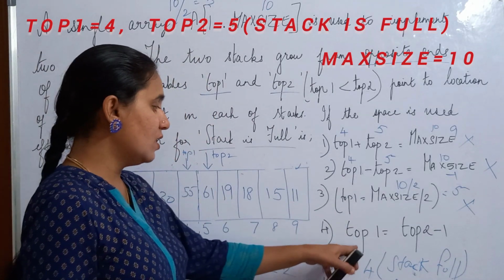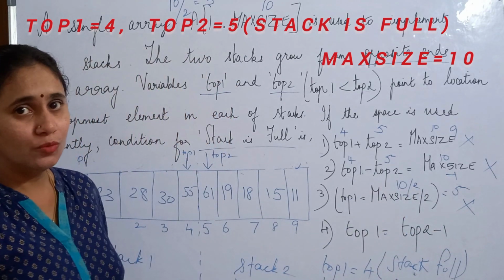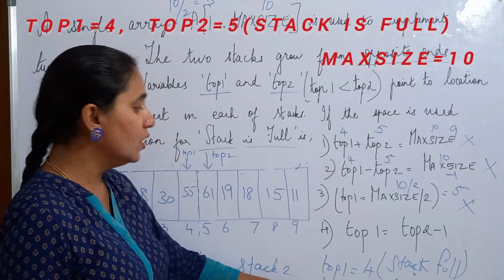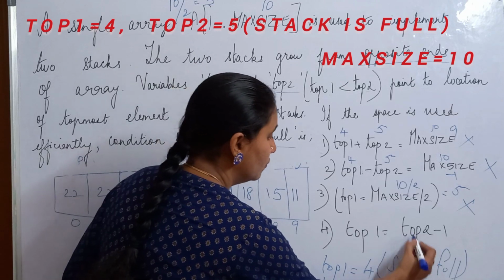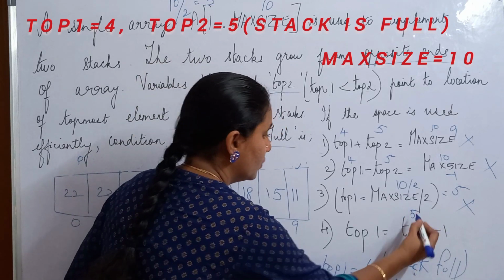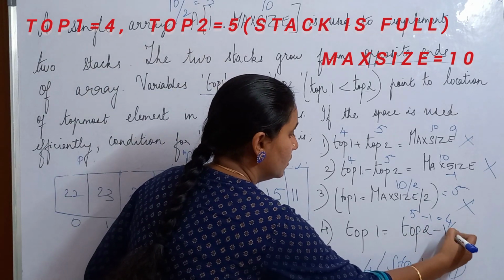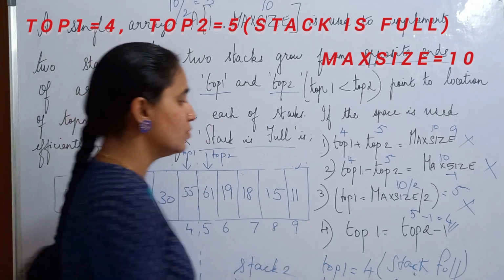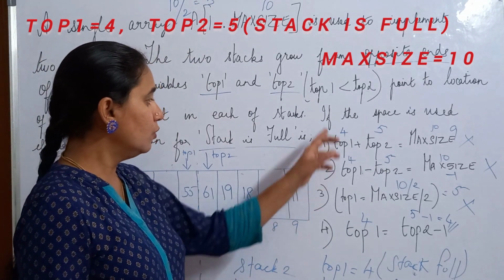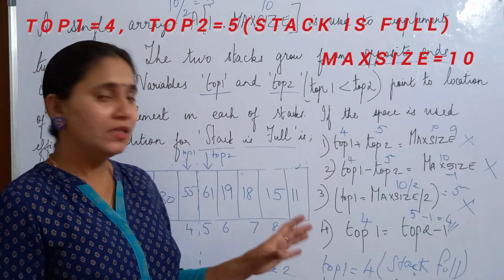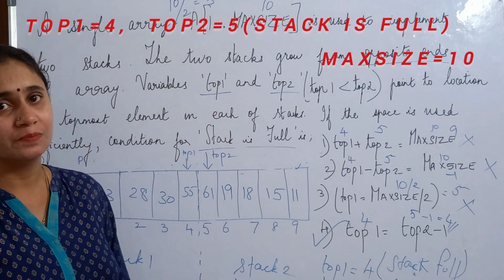Right. Now you check the last option. Top 1 is equal to top 2 minus 1. If you substitute the values of top 1 and top 2, you have the possibility of getting this answer. What is the value of top 2? 5, isn't it? When you subtract 1 from it, you get the answer 4, isn't it? So what is the value of top 1? The top 1 value is also 4. So both are equal, isn't it? Now among the 4 options, which has the right or proper answer? The fourth option has the proper answer, isn't it?